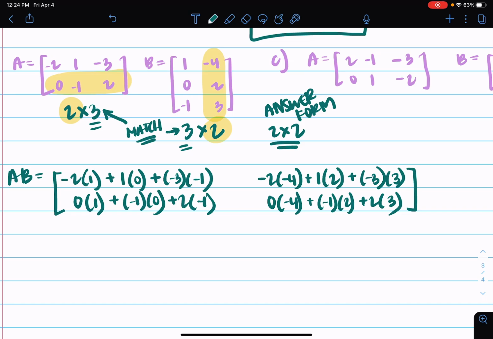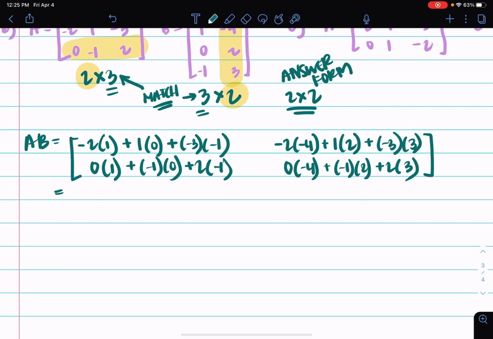So just remember, first spot, second spot, third spot, and you should be good. You just got to go in the order it's presenting itself in, okay? That's going to cancel, so we get -2 plus 3. These are going to cancel, and so we get -2 on the bottom.